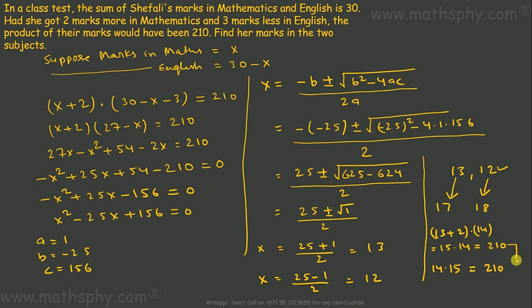Both the cases are satisfying the question, means x can be 13 or 12. English can be 17 or 18. That's the answer here. Alright.